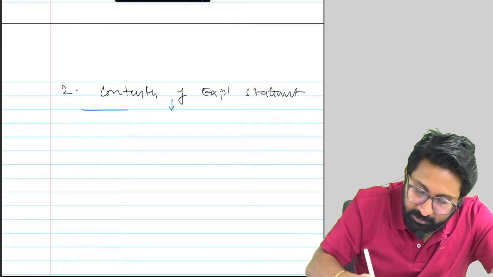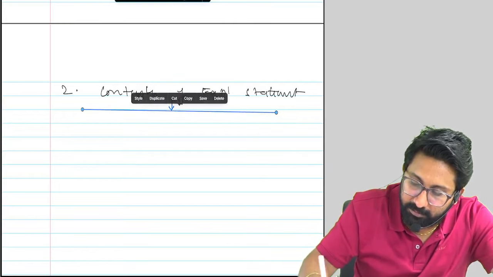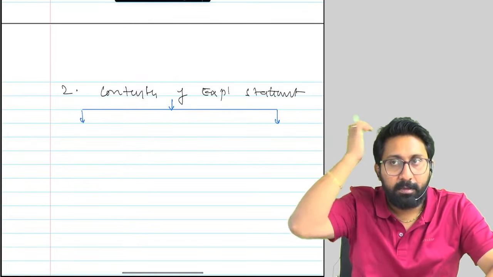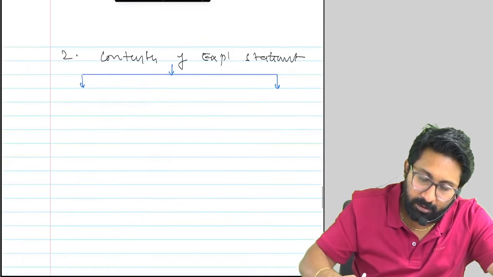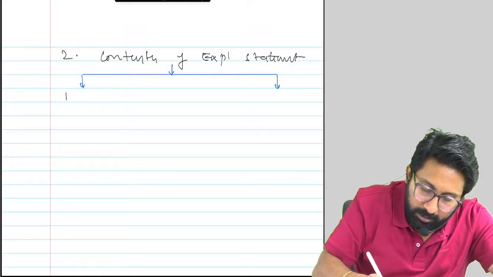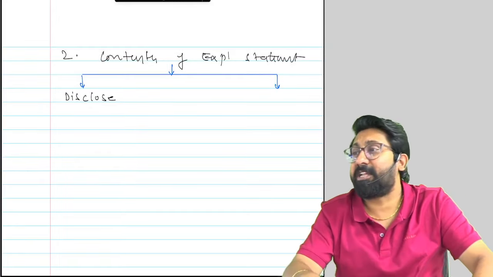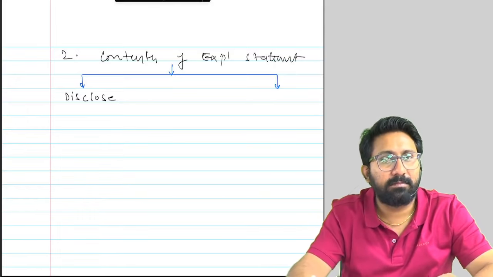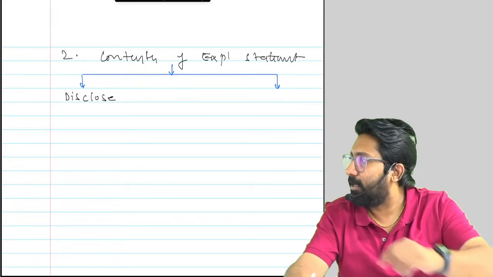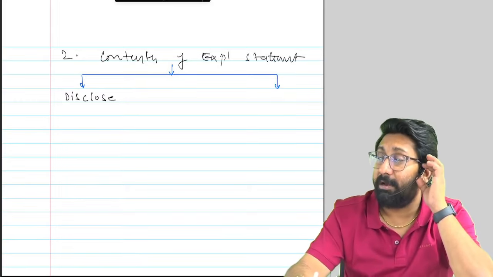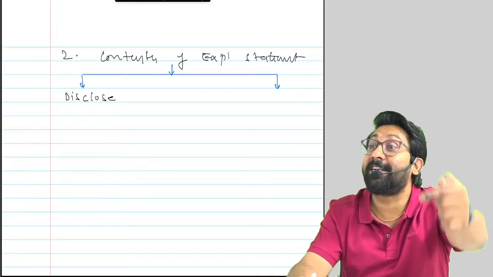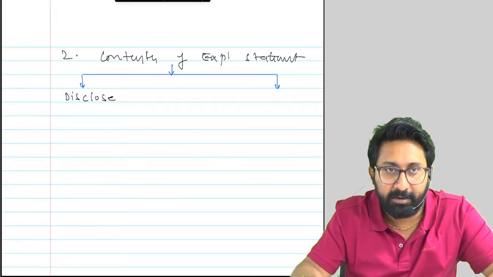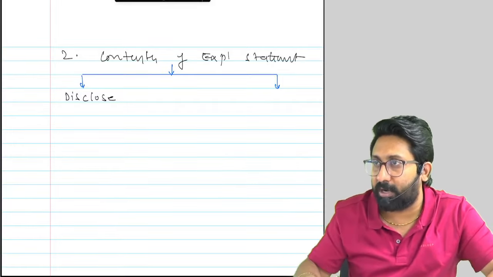I'm simplifying this. Don't re-simplify this. By the way, first tell me, what are we writing? Some people are mechanically noting the notes again. Exams are there for you. We are not writing the explanatory statement, we are writing the contents inside the explanatory statement. What contents should be there inside the explanatory statement? Two important contents are required.